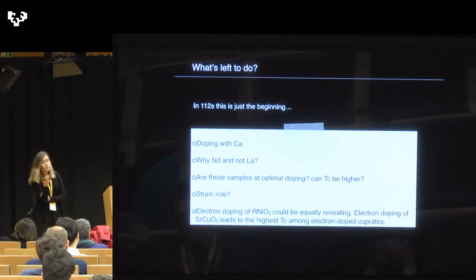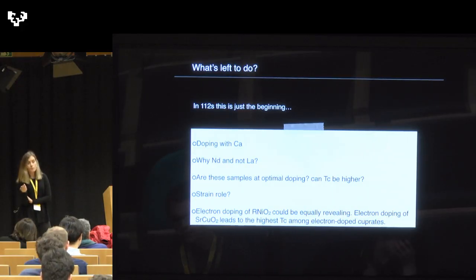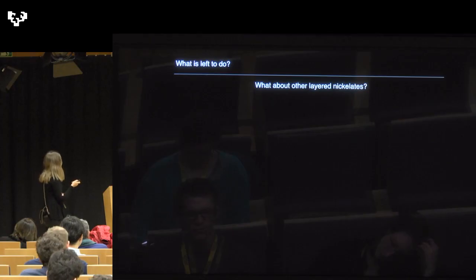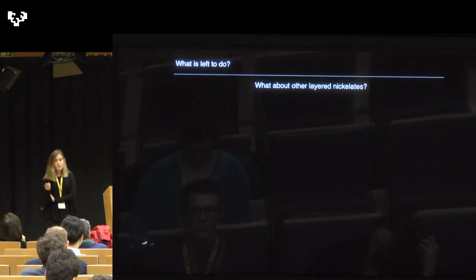And finally, they did try hole doping, but what about electron doping? In cuprates, in particular in 112s, this also gives rise to superconductivity. Can it give rise to superconductivity here as well? Again, we don't know. And that's just for the 112s, but then what about the other members of the series?